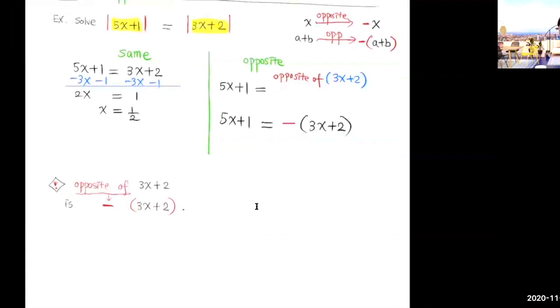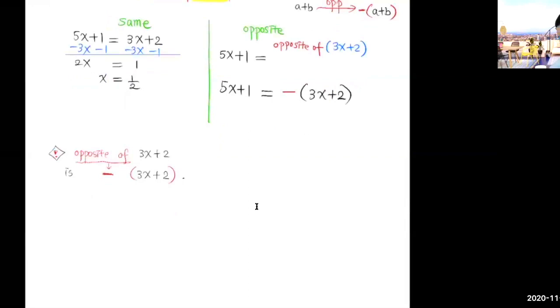Some of you might ask, how come you don't put the opposite sign in front of this 5x plus 1? Well, you can also do it that way. You can say 3x plus 2 equal to the opposite of parentheses 5x plus 1. But that will be equivalent to this equation. So we just decided to choose one of them. So I say 5x plus 1 equal to the opposite of 3x plus 2, and we got this equation. Okay, now we just need to solve this.